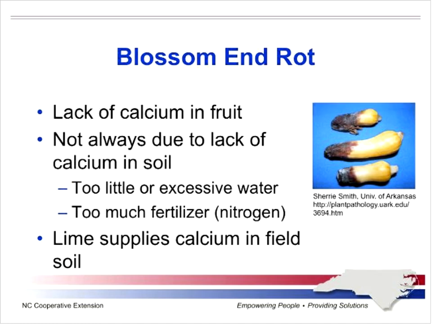It can also happen because we have too much fertilizer, especially nitrogen, but also there are other fertilizers that can cause problems with calcium uptake or with excessively vigorous growth of the plant. I'm not completely sure that is one reason, but too much fertilizer can be one reason you have blossom end rot. In the field, usually the liming that you do because of the pH modification is enough to put enough calcium in the soil for the plant.